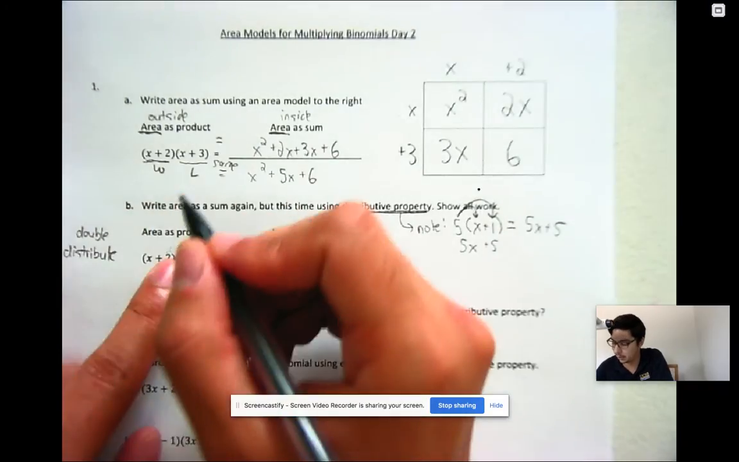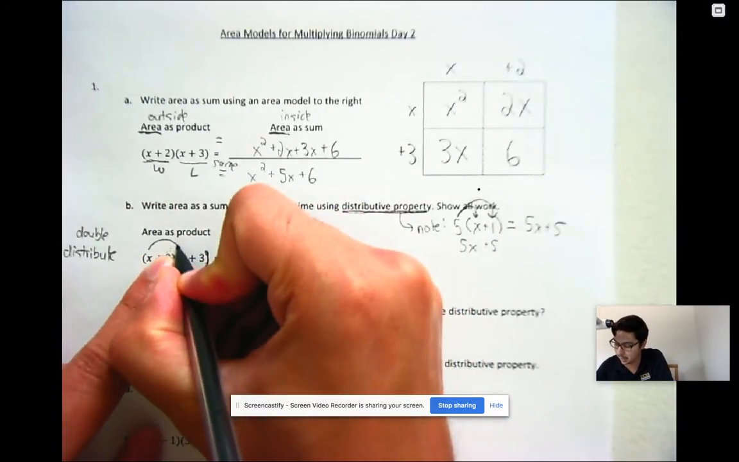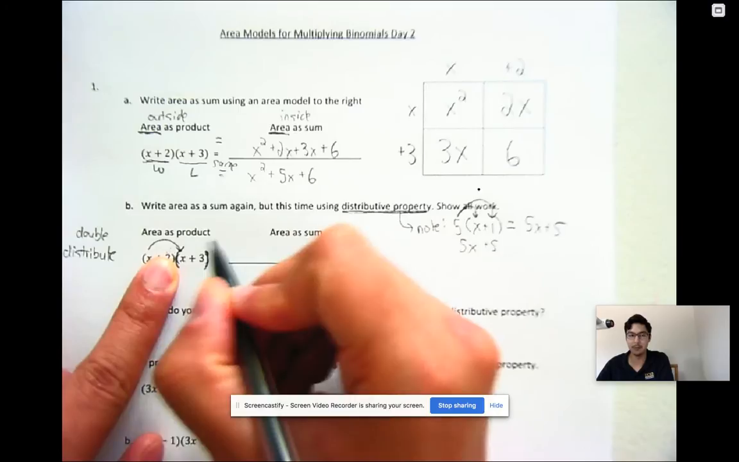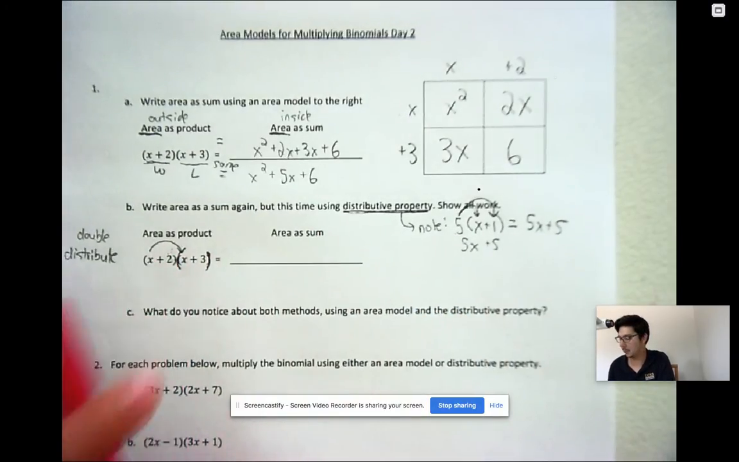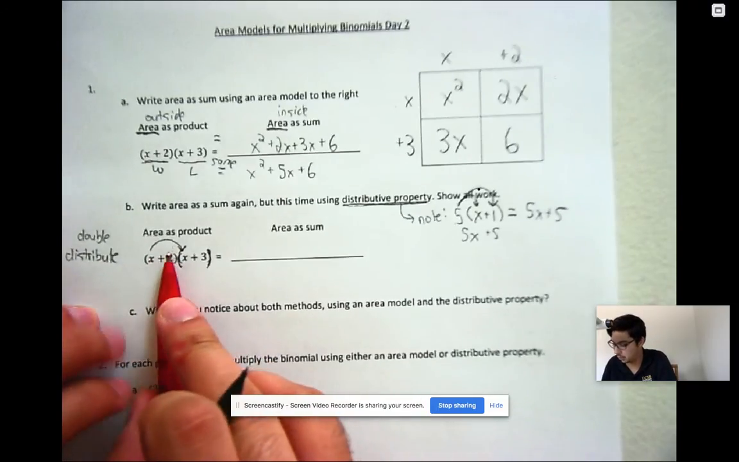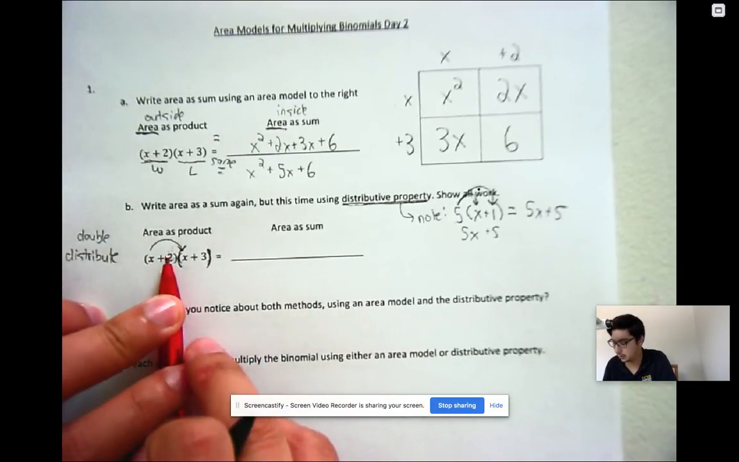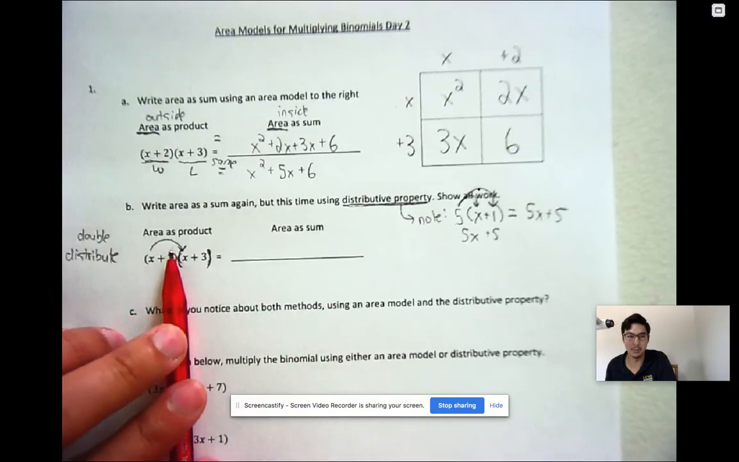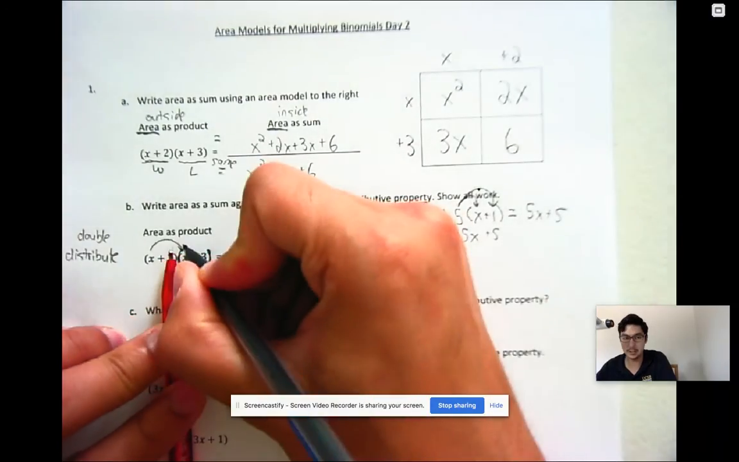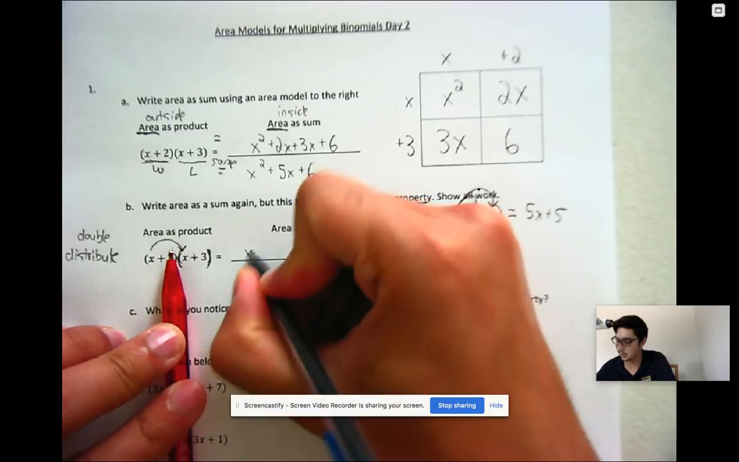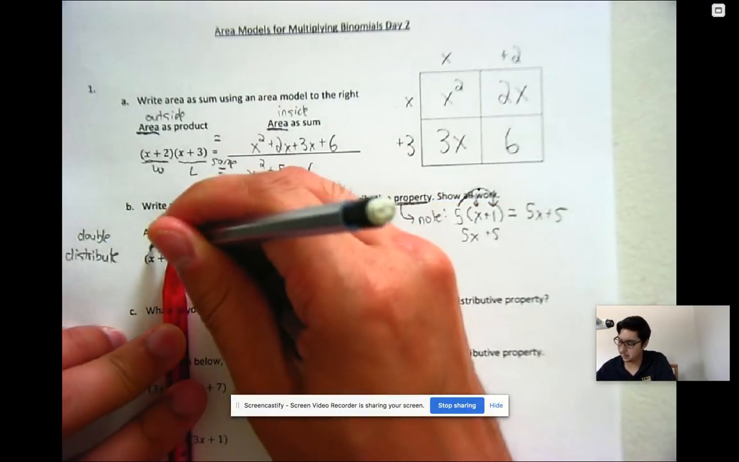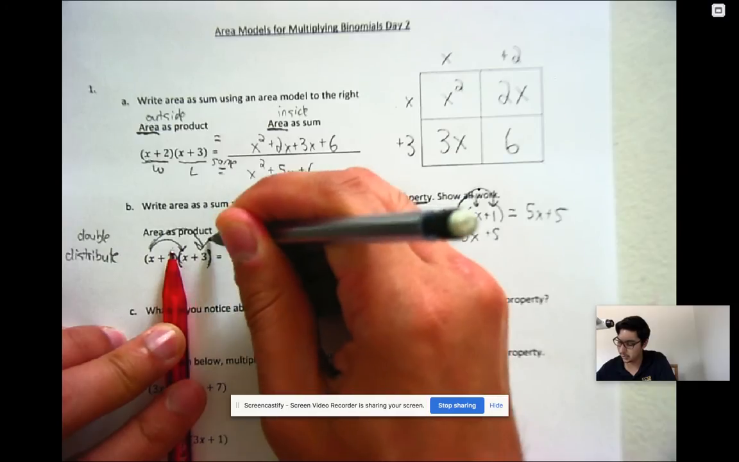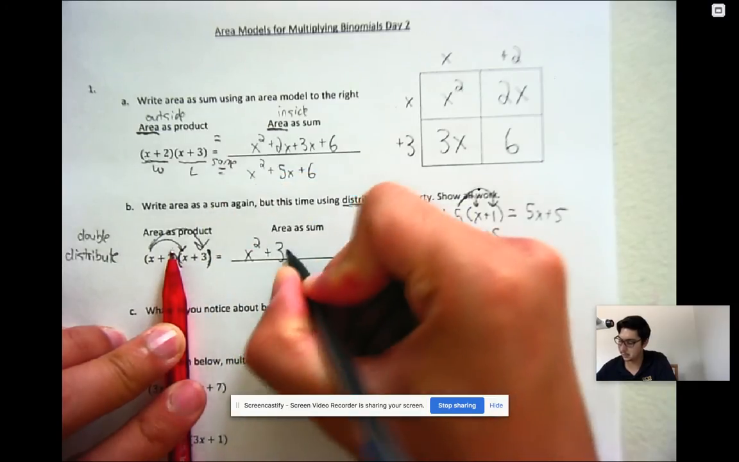So if we cover up the 2, you have to do x times x. All right. I'm trying to do this without blocking it. See if I do this. Okay, so I'm covering up the 2 as best I can. There you go. So what's x times x? That's going to give us x squared. And then you have to distribute the x to the 3. What's x times 3? We get 3x.